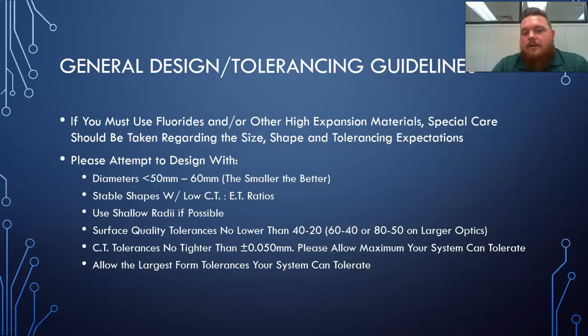With surface quality tolerances, please do not expect us to really bid anything that is tighter than 40-20. Most definitely as the aperture size increases, we need to increase that tolerance. So definitely on larger optics, 60-40 or 80-50 is ideal on our end. With CT tolerances, please do not go any tighter than plus or minus 50 micron. And again, just please allow the maximum that your system can tolerate. And then also, please allow the largest form tolerances that your system can tolerate.